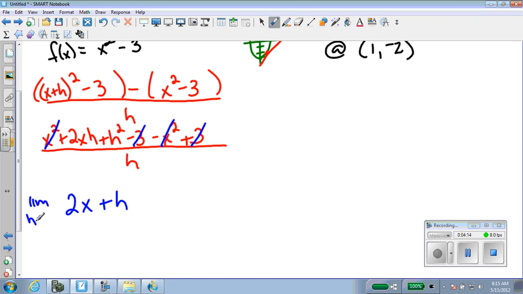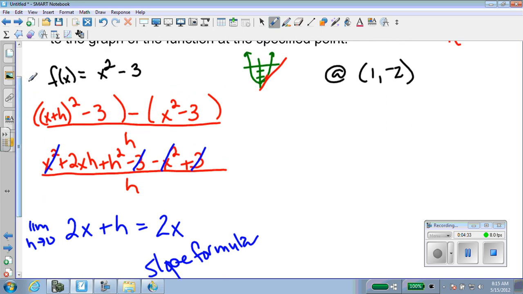Okay, now we're going to do the limit as h goes to 0. And so if h goes to 0, we get 2x. So our slope formula is 2x. So let's use that. So the slope is going to be 2x, which is going to be 2 times 1, which would be 2. So the slope of this line is 2.